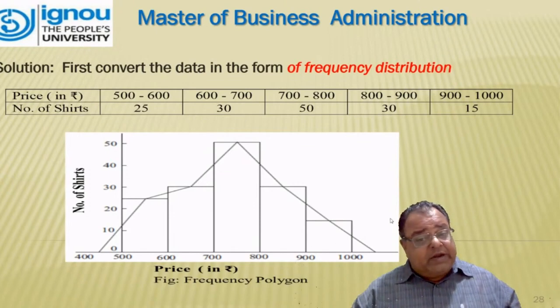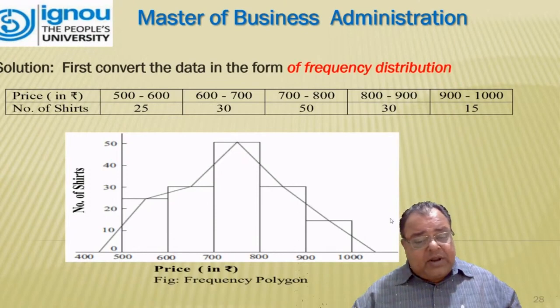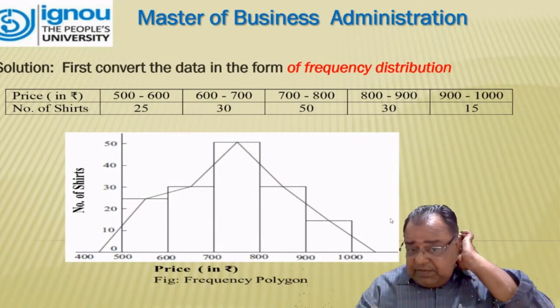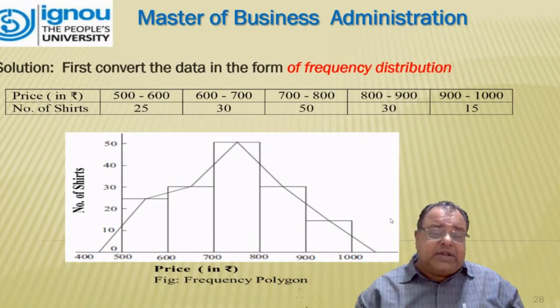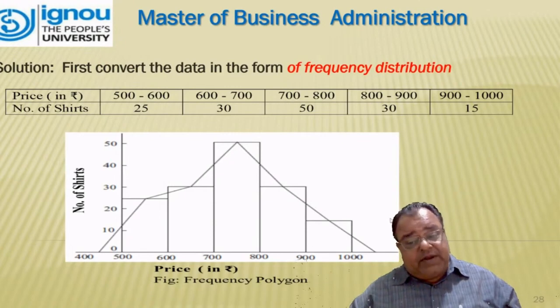Then we will move to 600 to 700, which has a frequency of 30. That means we will lift this bar graph to 30, and we will draw a horizontal line joining the line at 700. At 700 to 800, we have 50, so we will draw a bar till 50, and draw a horizontal line joining 800. For 800 to 900, again we have 30. We will plot 30, and for the last we will draw 15. So you can see there are 5 rectangles.